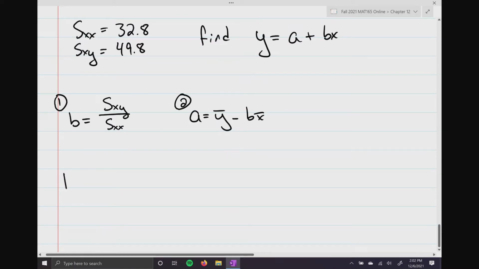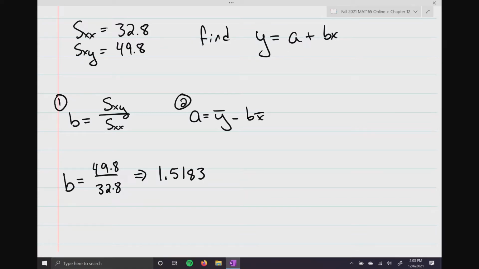So B, which is our slope, is going to be 49.8 divided by 32.8. So when I take 49.8 divided by 32.8, I get 1.518, and we'll round it to 4 decimal places. So there's B. Now I use B to help me find our y-intercept A.